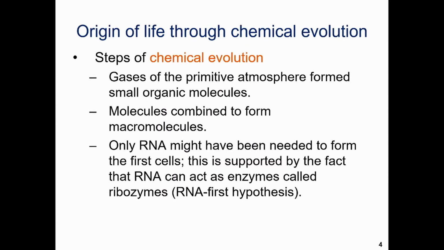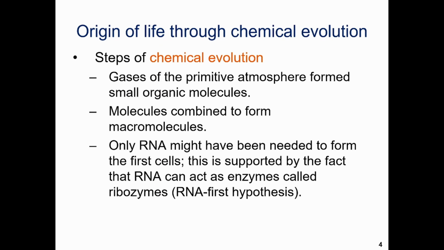So let's get into the very, very beginnings, pre-life, pre-cells, where we're looking at chemical evolution. Now there's a few steps involved with chemical evolution. First, we had a very primitive atmosphere, and that primitive atmosphere formed the first small organic molecules in the form of gases. These small organic molecules then started to join together to form macromolecules, larger molecules, things like carbohydrates and lipids and proteins and nucleic acids. Those 4 classes that we learned about way back in the beginning of this course.